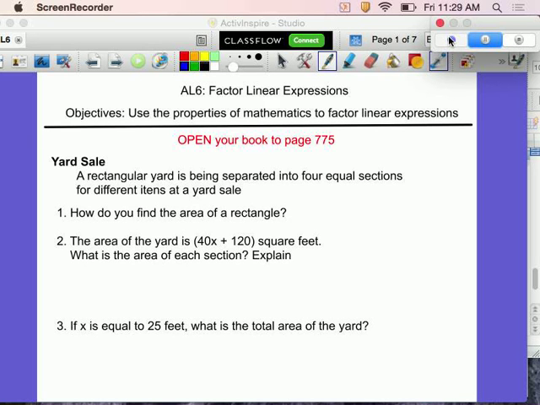So yesterday we factored linear expressions with algebra tiles, and today we're going to do it with just our algebra skills and not all the pictures. So we're going to use the properties of mathematics to factor linear expressions. First, I'd like you to open your book to page 775, and you will see the same questions that I have up here. And with your partner, I'd like you to begin trying to do this problem.